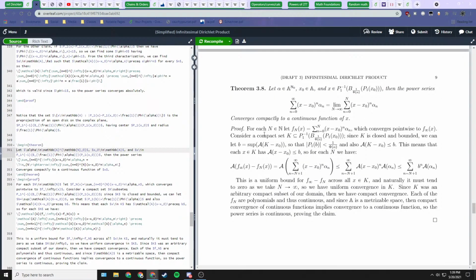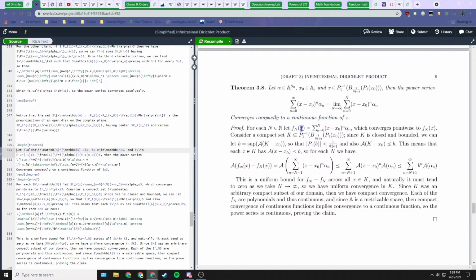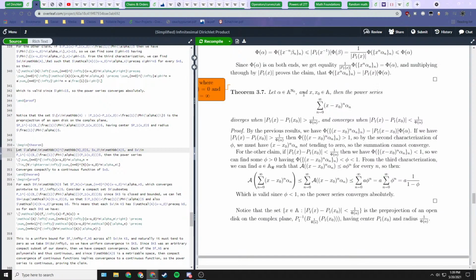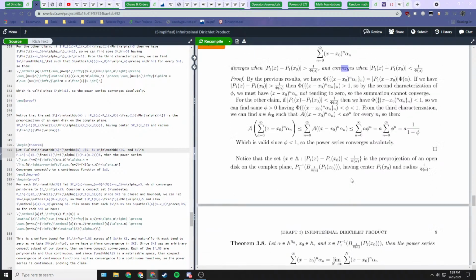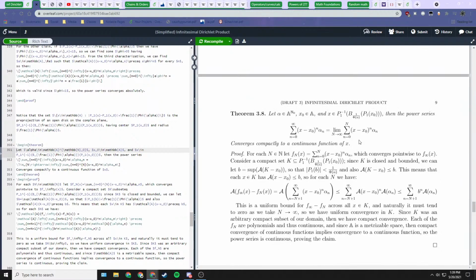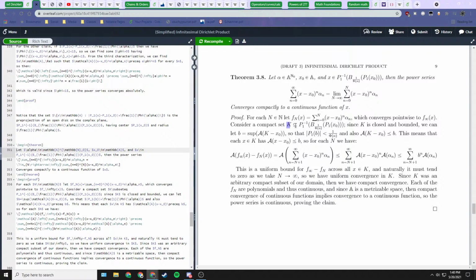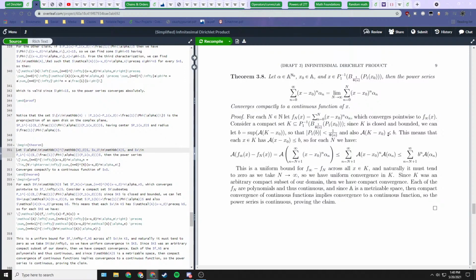For each n, we let f sub n as a function of x just be these initial summations. And we know from the previous theorem, this gives us convergence. From the previous convergence, this will converge pointwise to some function f sub infinity of x, which is just the total power series. So we can consider a compact set K, a subset of this pre-projected, sort of cylinder set.